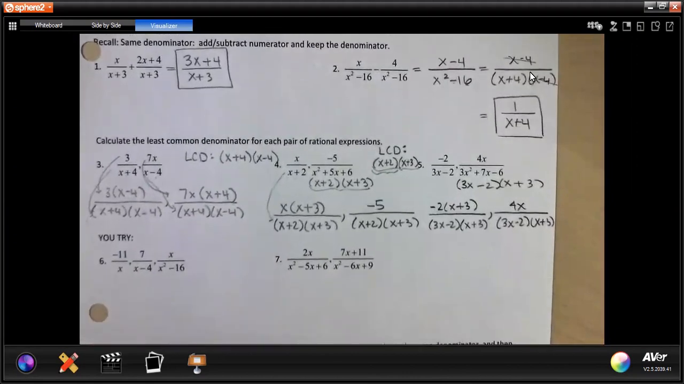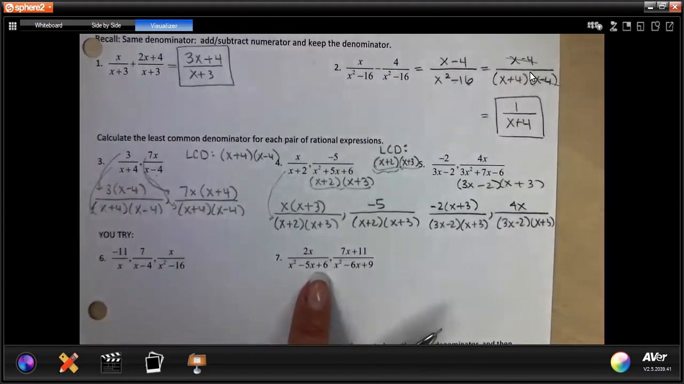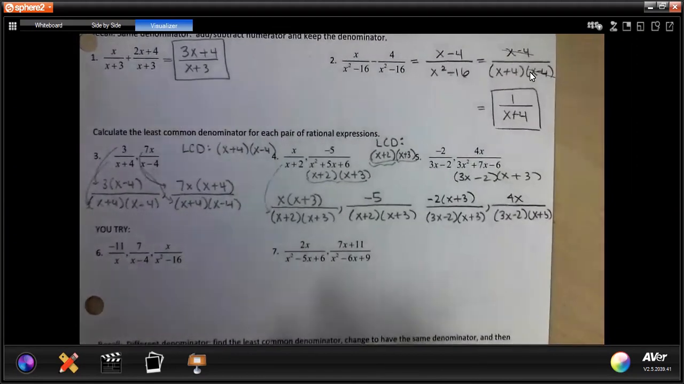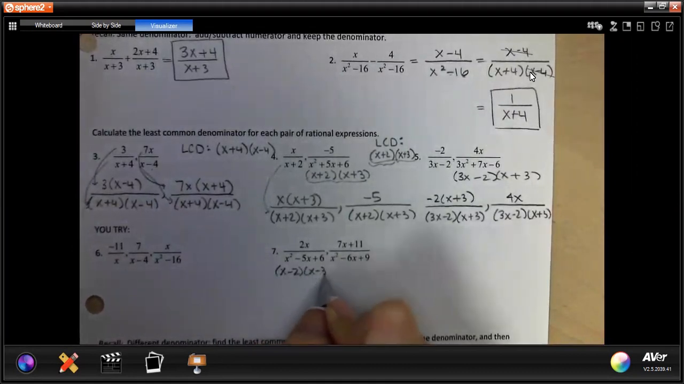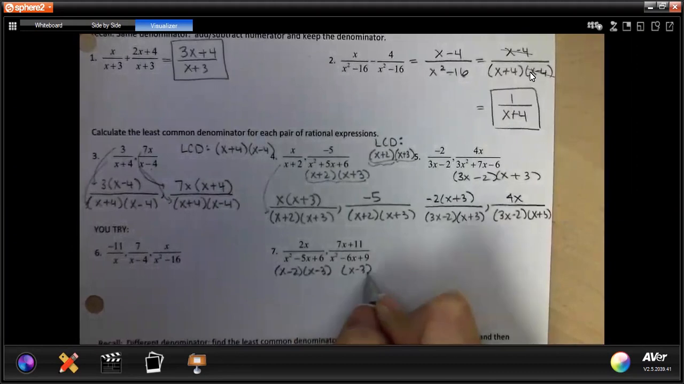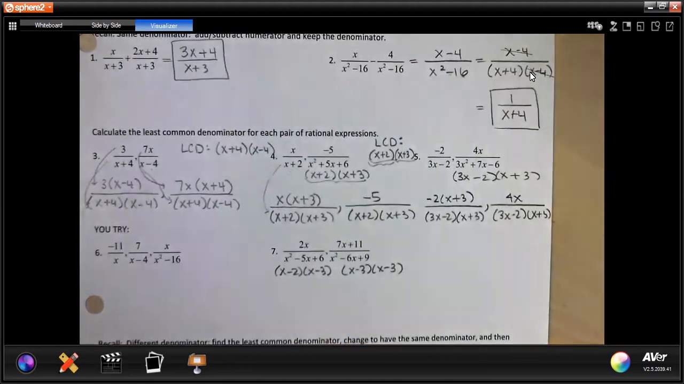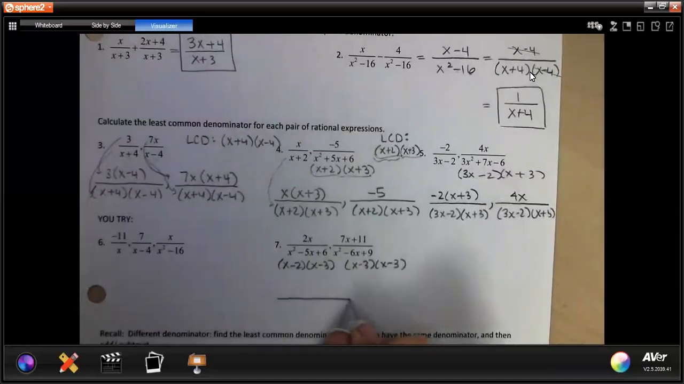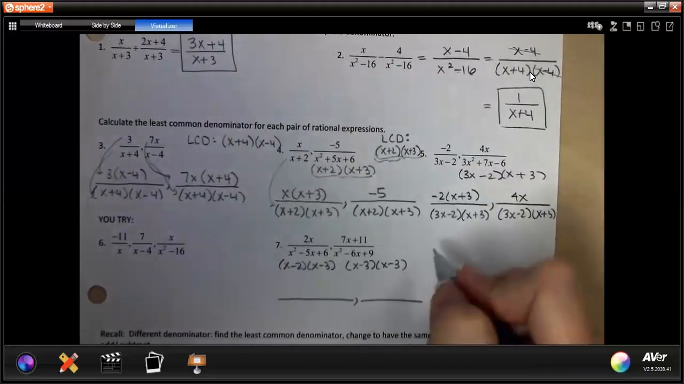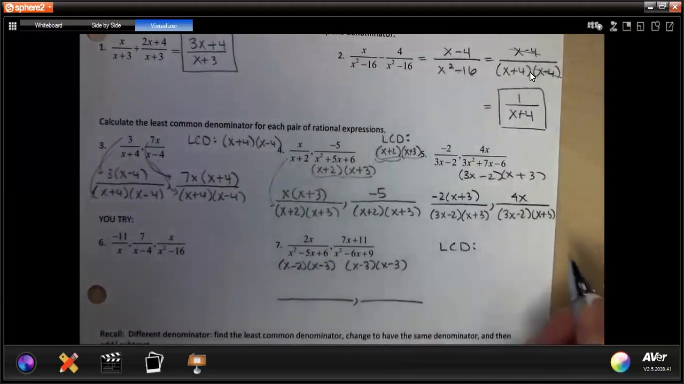All right, we are going to go ahead and do one more because this one here is a little bit different. So step 1, I factor. That allows me to see what I have in my denominators currently. Now I find that least common denominator.